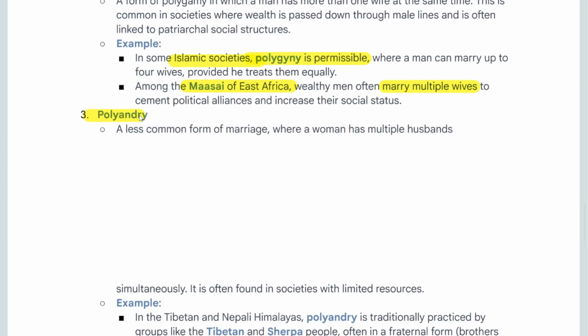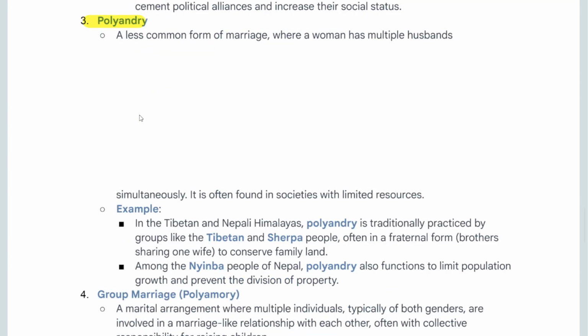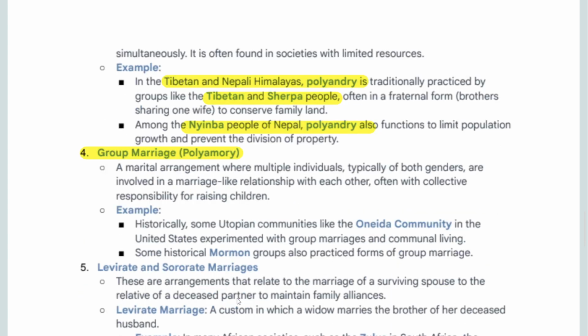Polyandry, one woman, multiple husbands, much less common, usually in resource-scarce areas. Often fraternal brothers sharing a wife, like among the Sherpa in the Himalayas, conserves land within its population. Then group marriage, or polyamory, multiple men and women in one family unit sharing responsibilities. Historical examples like the Oneida community, some early Mormon groups, challenges the idea of exclusivity.